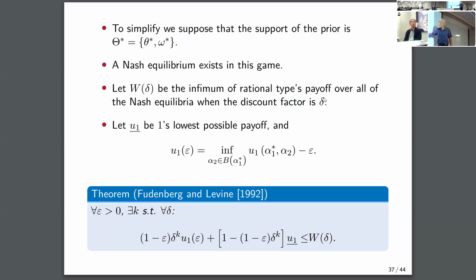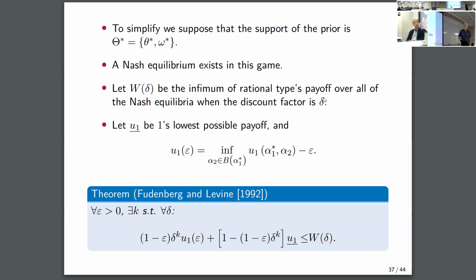So the theorem is that for any epsilon, there exists a number k, so that for all discount factors delta, this worst Nash equilibrium payoff is bounded below by the sum of two terms. One term has this terrible payoff, U1 lower bar. It's multiplied by something that goes to zero as delta goes to one. Importantly, as delta goes to one, this k doesn't change. So if you take delta to one, this term goes to zero. And the other term is this conservative estimate of a Stackelberg payoff. What's the worst you can get when people play a best response to alpha one star?